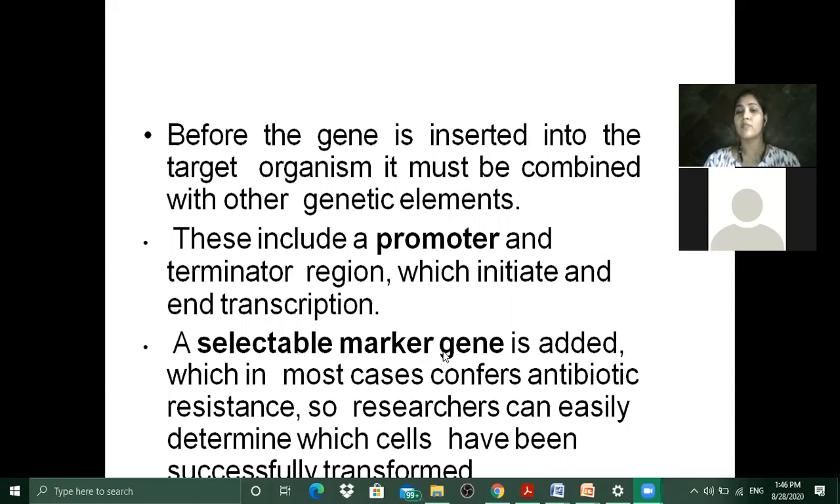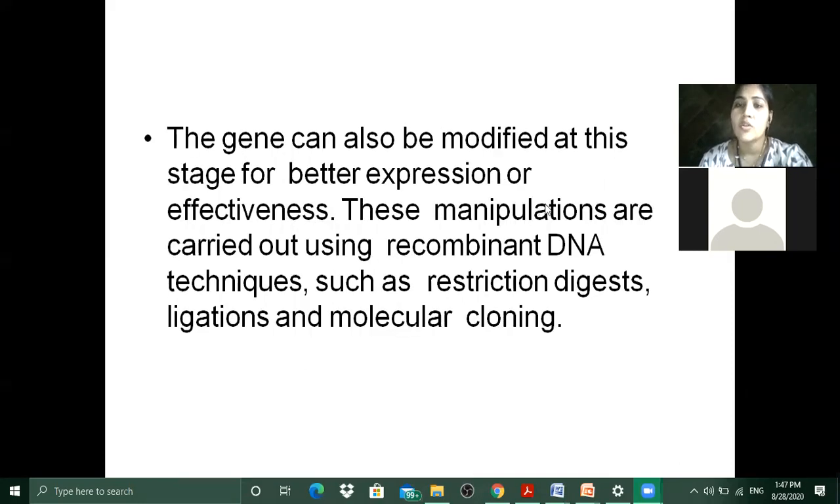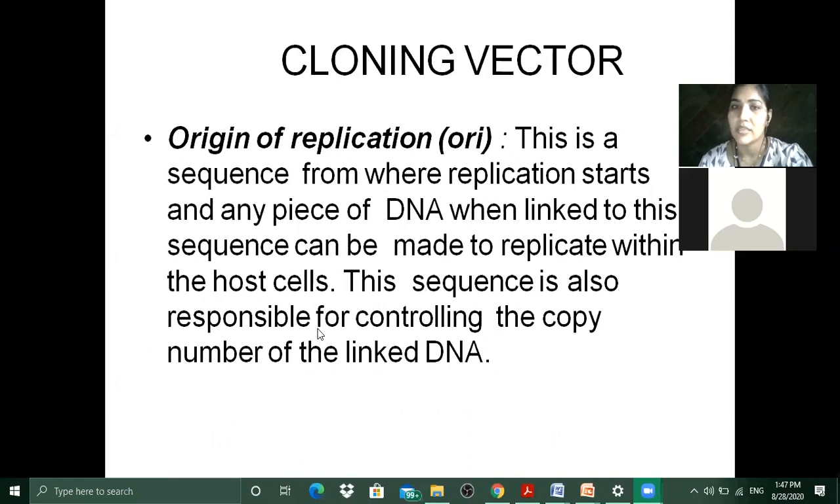Then it should also have a selectable marker gene. Right, we know what a selectable marker gene is. Most commonly we use antibiotic resistance. So that is what a selectable marker gene is, which in most cases confers antibiotic resistance. So the researchers can also determine which cells have successfully been transformed. The gene can also be modified at this stage for better expression or effectiveness. The manipulations are carried out using recombinant DNA techniques, such as restriction digest, ligation, and molecular cloning. So restriction digest is nothing but using restriction enzyme, then ligating, and then molecular cloning. That is how you will be constructing a gene of interest to be inserted into the bacteria.